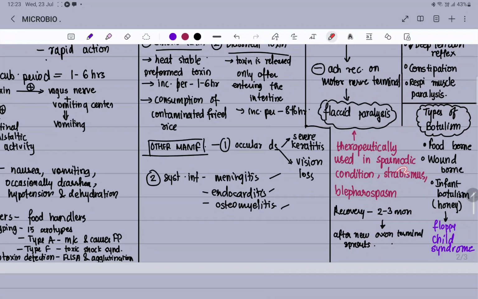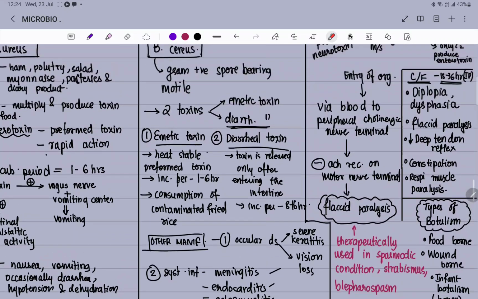Now it is therapeutically used in spasmodic conditions like strabismus and blepharospasm. We can use this neurotoxin of botulinum as a therapeutic mode of recovering from these conditions. But if a normal healthy individual is infected with this, the recovery will take 2 to 3 months, because after 2 to 3 months new axon terminals sprout.